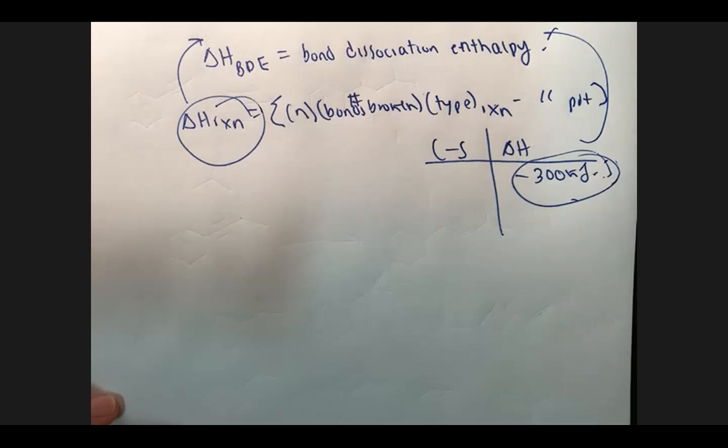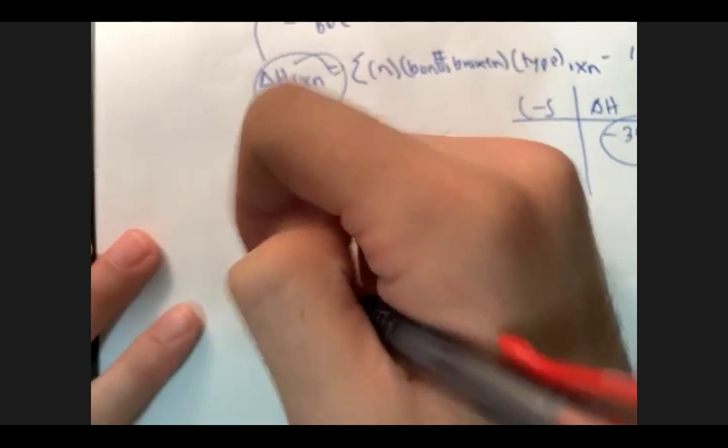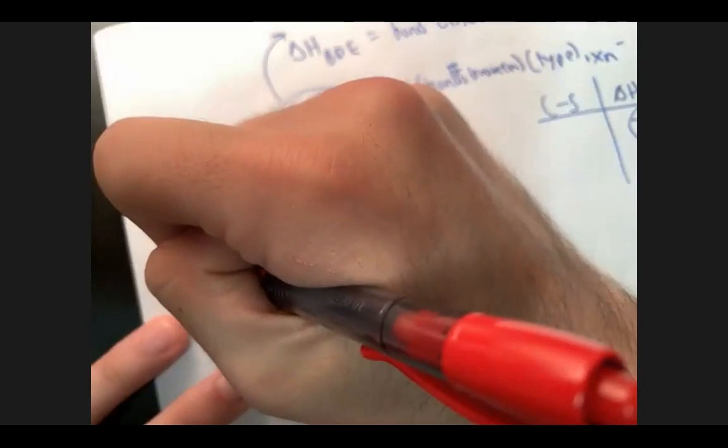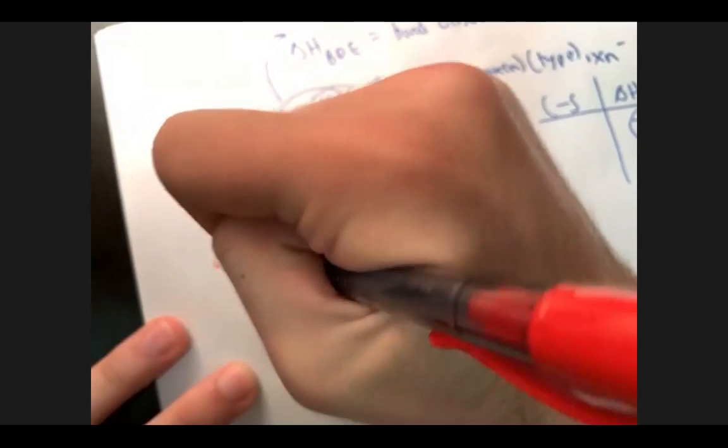Let's go into a little bit of theory. There are 2 main ways that you can break bonds. The big new thing in this chapter is that there's heterolytic and homolytic cleavage. So let's talk about heterolytic cleavage.